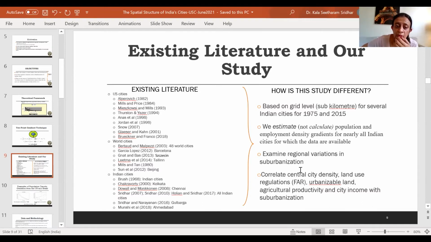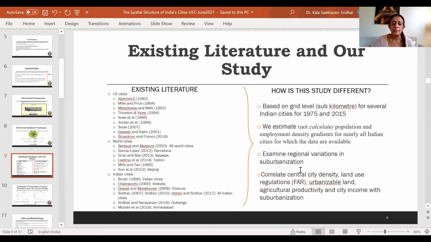Kahn paper is very interesting, because they looked at the suburbanization of employment in American cities, and they found that 85% of the employment in American cities had already suburbanized by the time they did the study. They found that primarily it was confined to suburbanization of manufacturing employment. And Brueckner and Franco looked at the distortions introduced by employer-provided parking incentives for suburbanization in US cities.